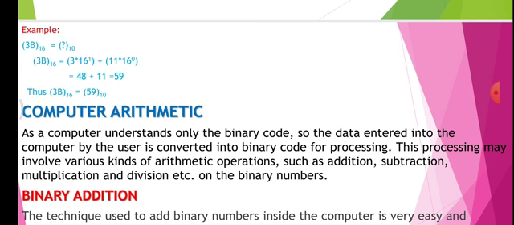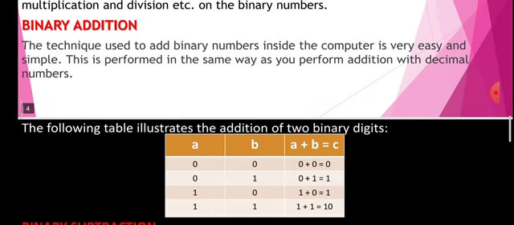Computer arithmetic. As a computer understands only the binary code, the data entered into the computer by the user is converted into binary code for processing. This processing may involve various kinds of arithmetic operations such as addition, subtraction, multiplication and division, etc. on the binary numbers. First, we see binary addition.